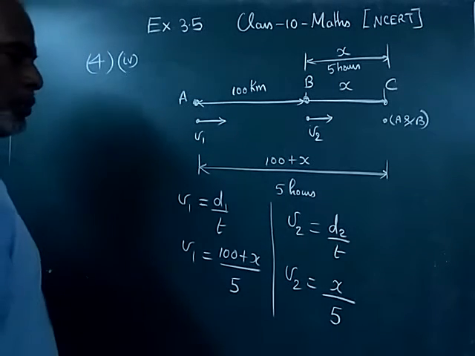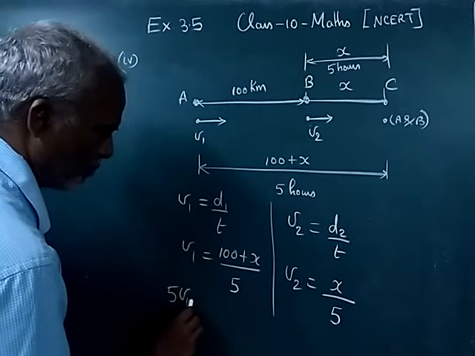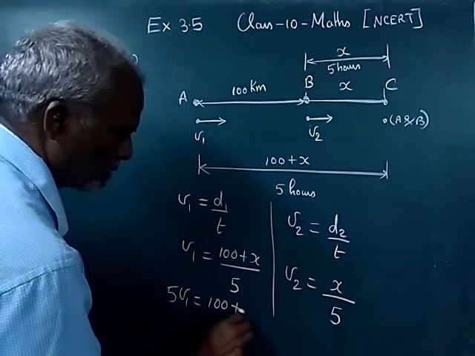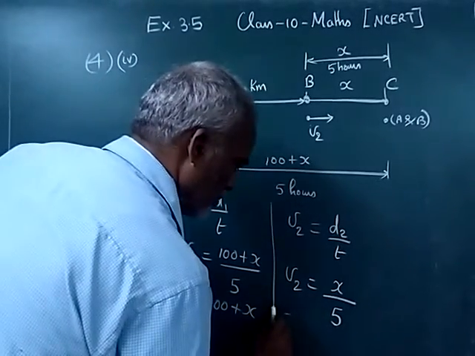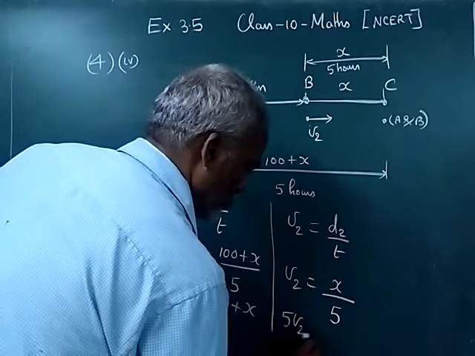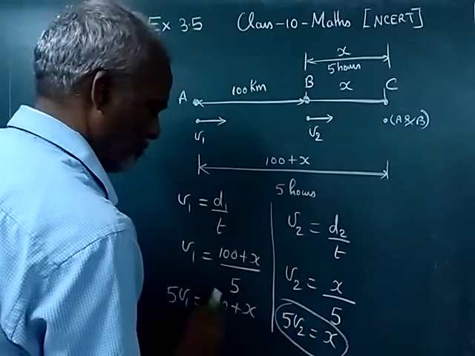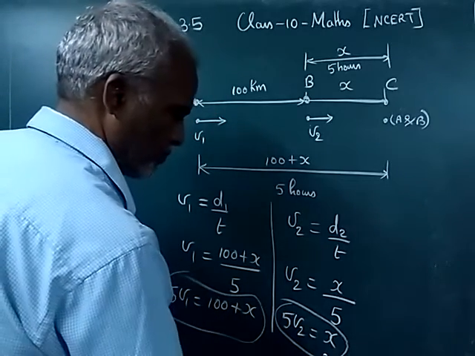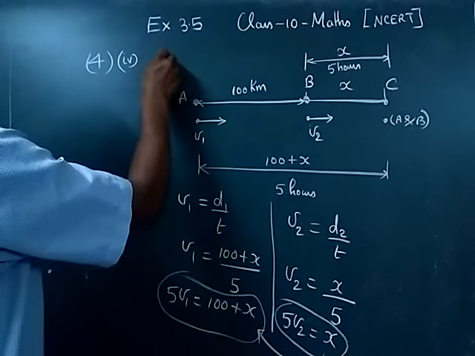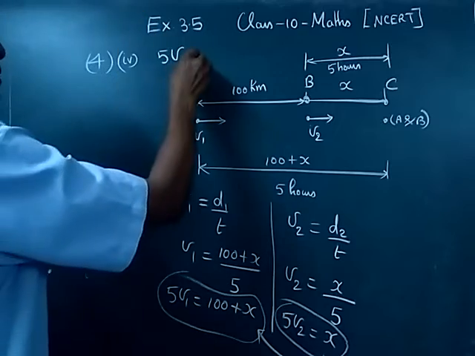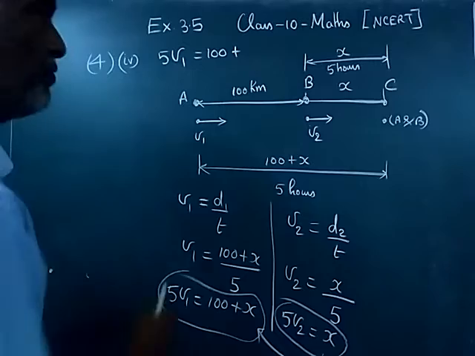So now we will make the equation. 5v1 is equal to 100 plus x. And from this equation, 5v2 equal to x. That means the value of x can be substituted in this equation. So now the equation will become 5v1 is equal to 100 plus x. What is the value of x? 5v2.